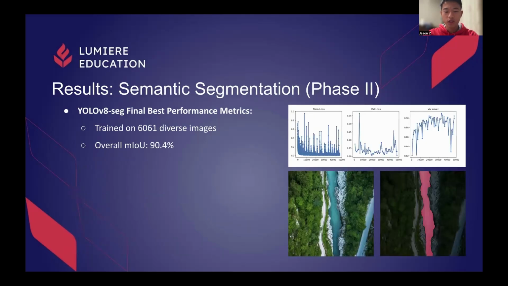The YOLO V8 seg model was trained on a dataset of 6,061 images of various different types of water bodies. It achieved a mean intersection over union of 90.4%, which means its predicted masks closely match the true shapes of water bodies. This is important because water can vary greatly in shape, and segmentation allows the system to exclude hazardous water regions with far more accuracy than bounding boxes alone.